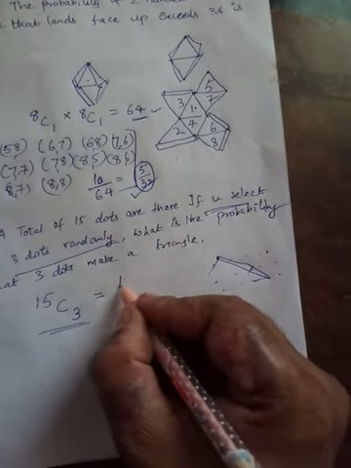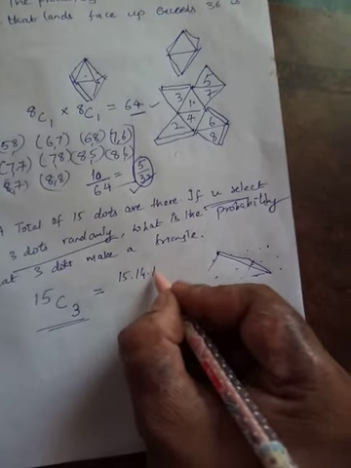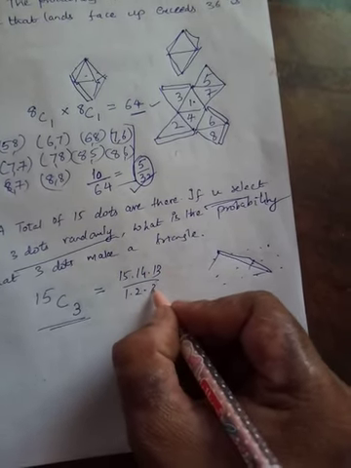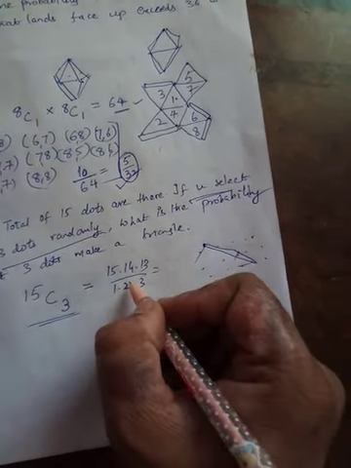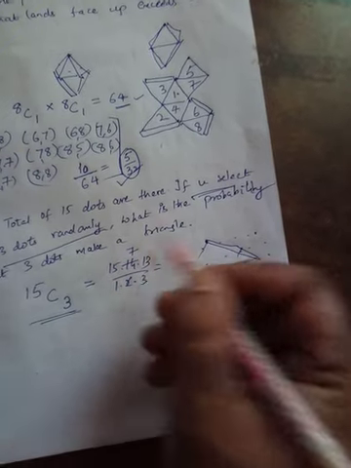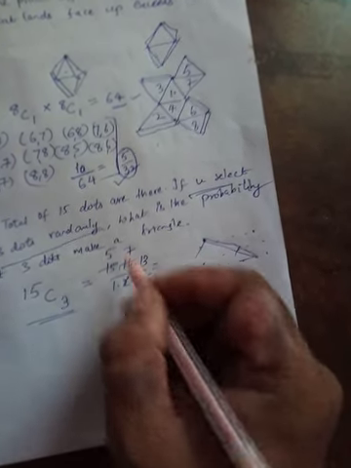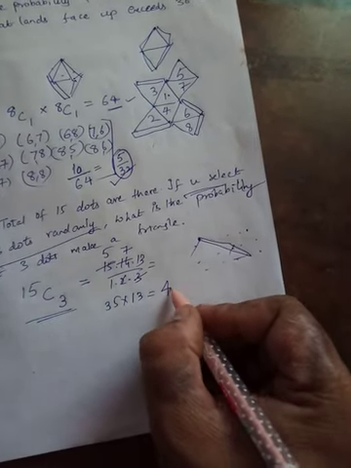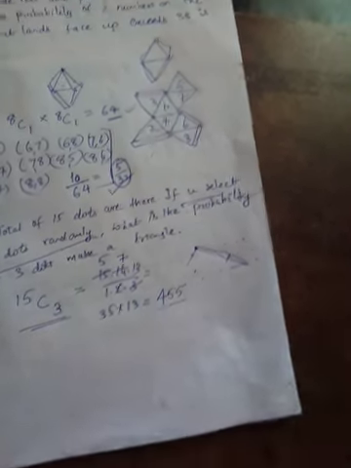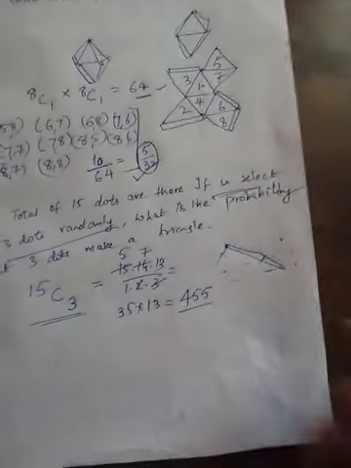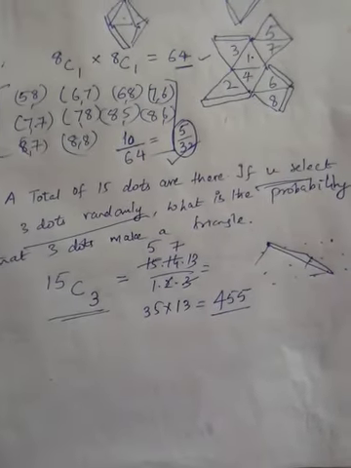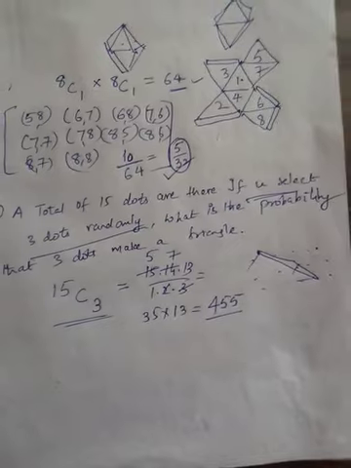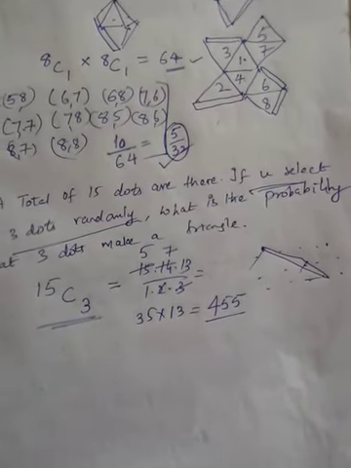So 15C3 is 15 into 14 into 13 by 1 into 2 into 3. That gives rise to, for example, 2 sevens are 14, 3 fives are 15. That is 35 into 13, that is 455. So the denominator is 15C3. Coming to the numerator, what is the probability that the 3 dots make a triangle?